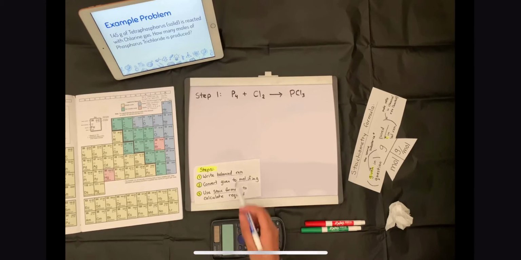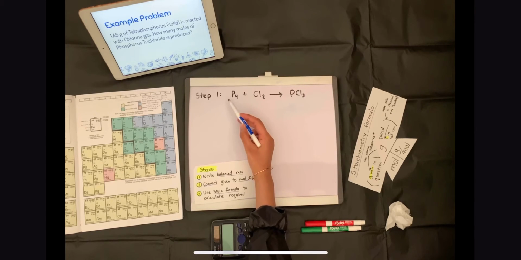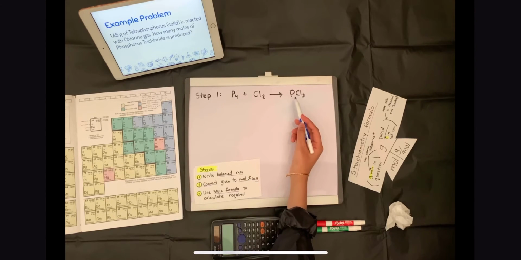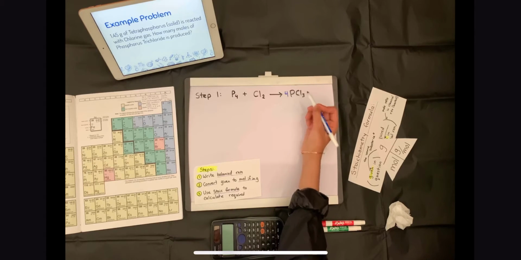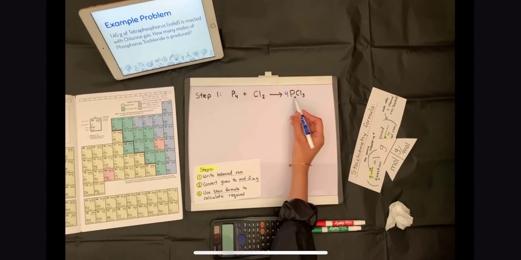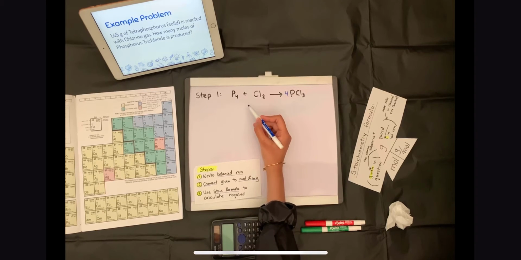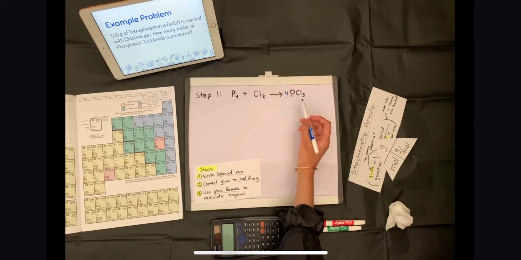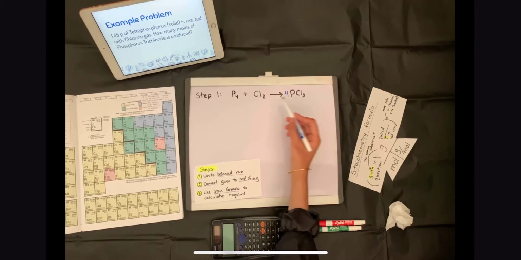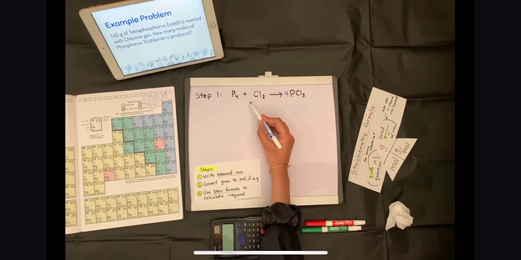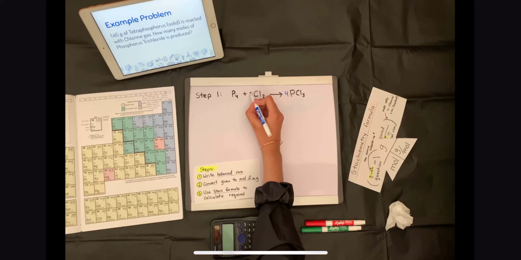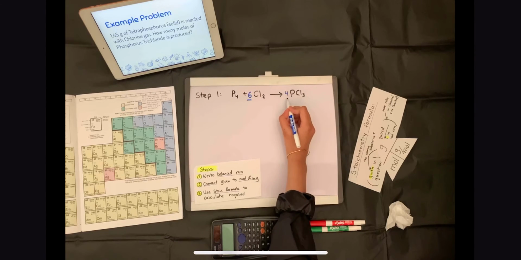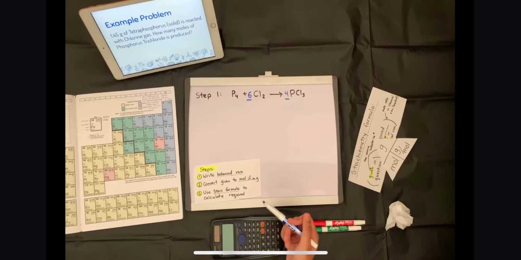So let's see. There's 4 phosphorus on this side, and on this side there's 1. So we must multiply it by 4 to get it equal on both sides. Now this side has 4 and this side has 4. Next, we balance the chlorine. On this side, 4 times 3 is 12. So we have 12 on this side, and we have 2 on this side. We have to multiply it by 6 to get it to 12. So we go ahead and place that 6. There you go. That's our balanced reaction.